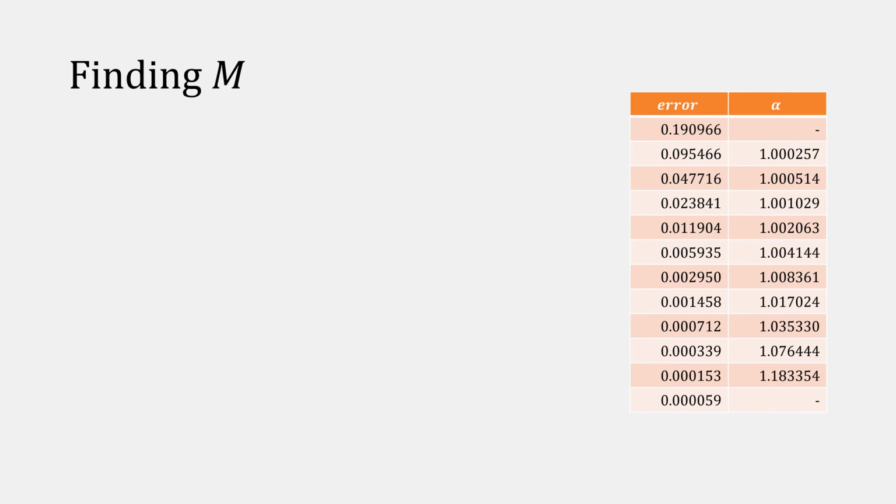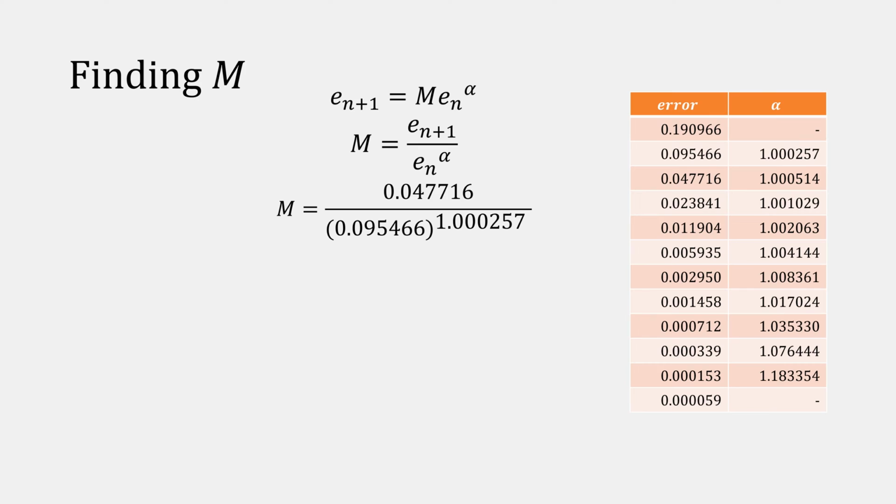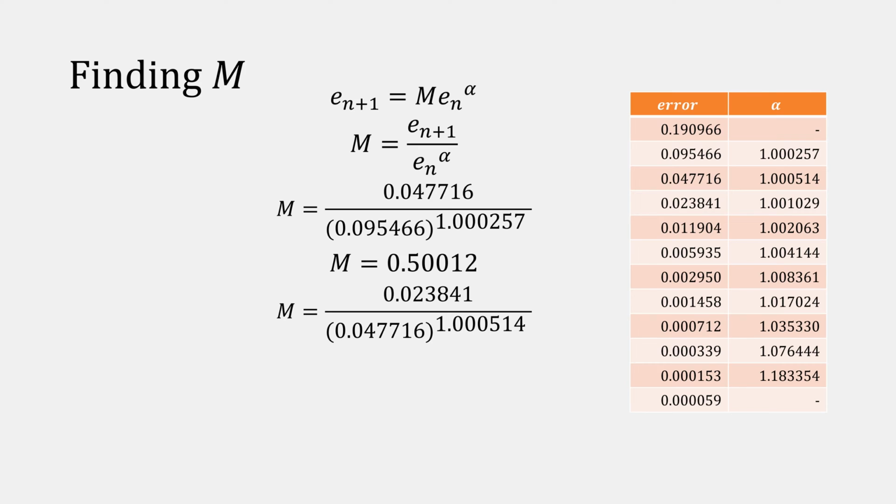Once we have alpha, we can find m. Starting from our error equation, we simply solve for m. Then, using a pair of errors and its corresponding alpha, plug everything in to give us an m of about 0.5. Look at the next pair of errors along with its corresponding alpha. This also gives us an m of about 0.5. Indeed, bisection has an alpha of 1 and a value for m of 0.5. This makes sense because we're reducing the error by half every time.